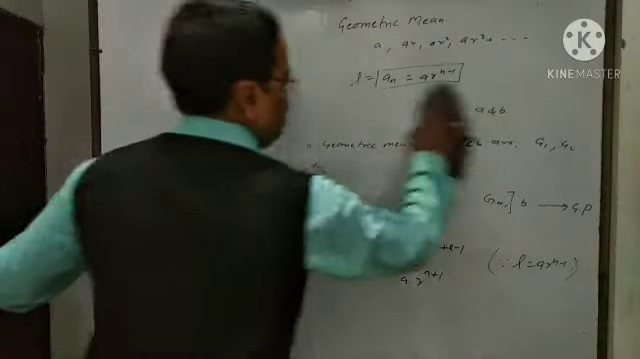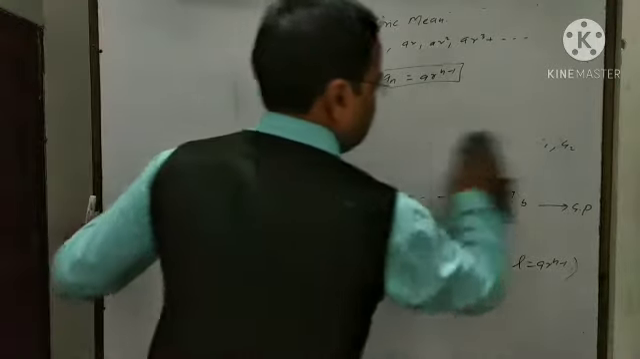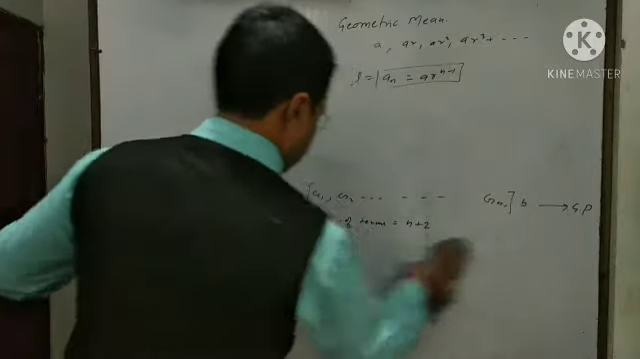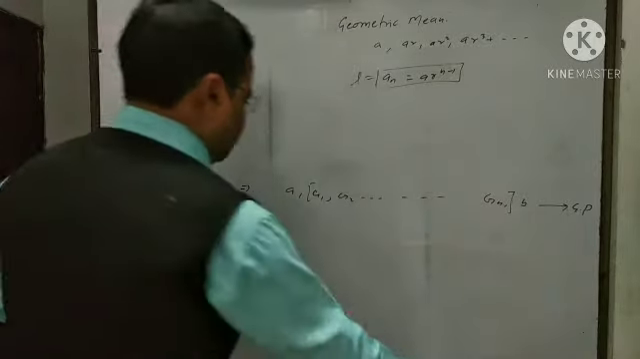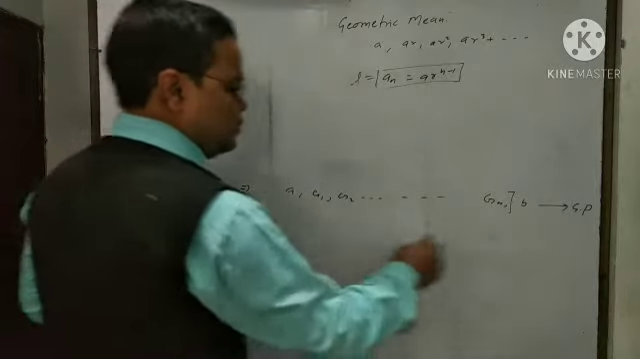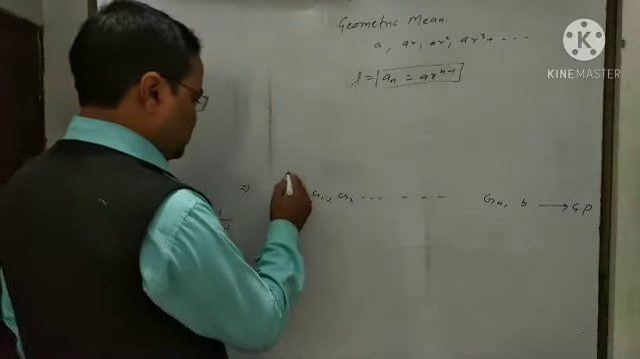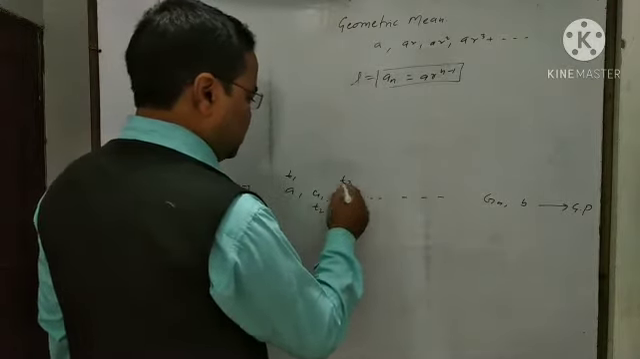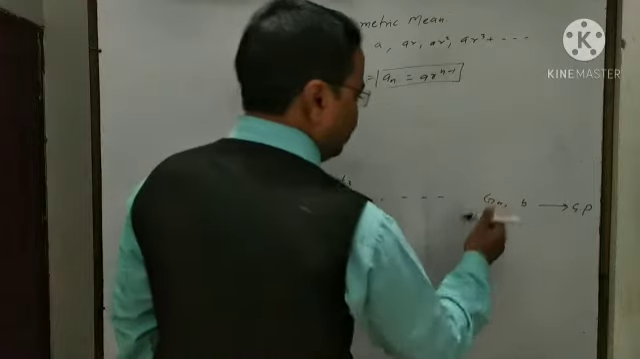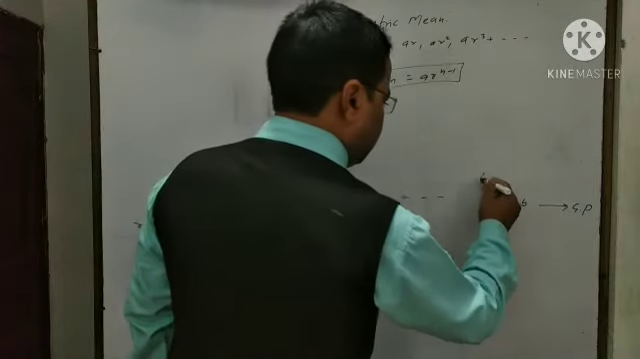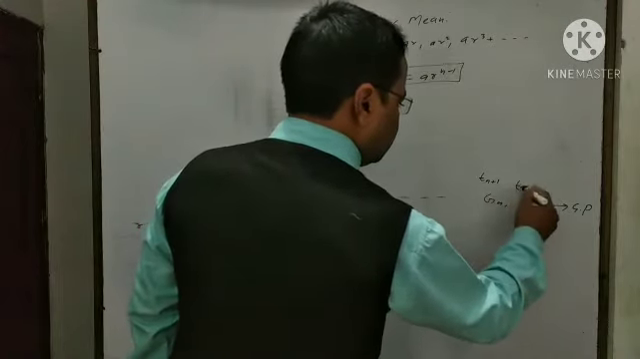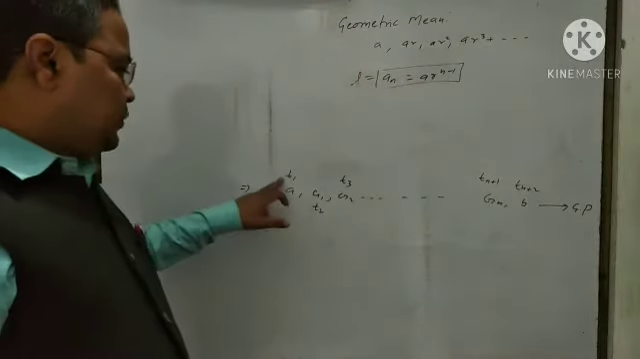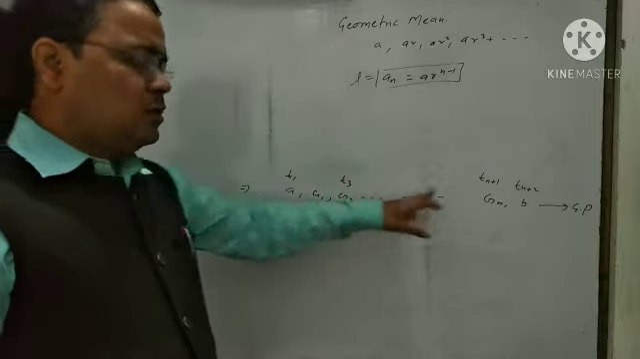Now let us use the total number of terms. Here we can assume a1 as the first term, g1 as the second term, g2 as the third term. Okay, and here this is the (n plus 1)th term, and this is the (n plus 2)th term. Okay, t1 first term, second term, third term, like this way.